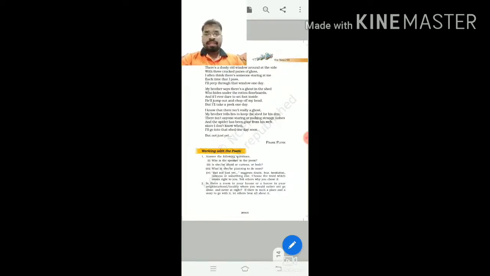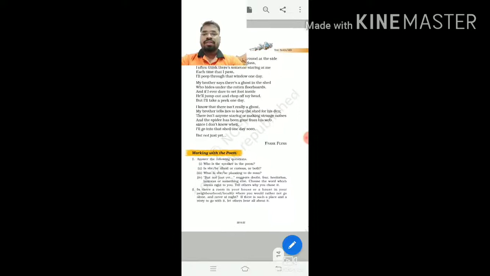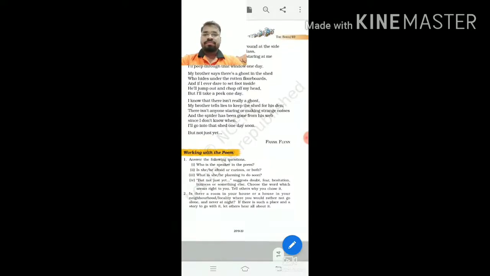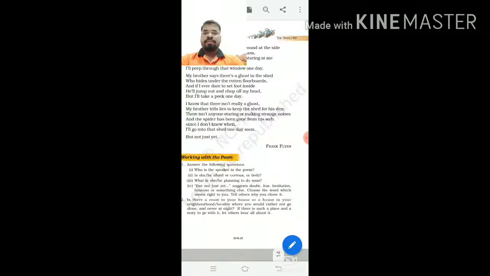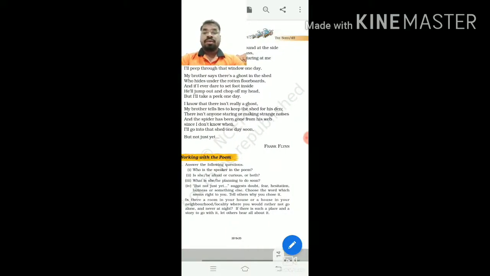My brother says there is a ghost in the shed. You know, our brothers are very clever. They think that if I went there, they would be very unhappy, because maybe they are using that place for themselves, for hiding, for playing, to keep their things over there. That's why the poet's brother says that there is a ghost in the shed.